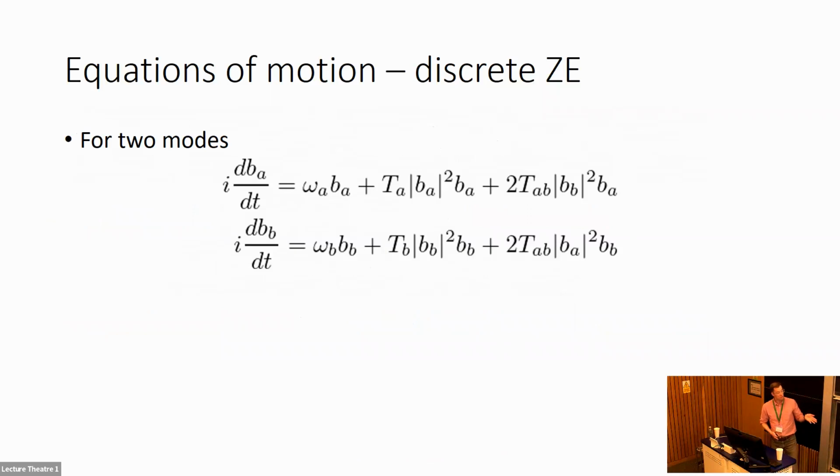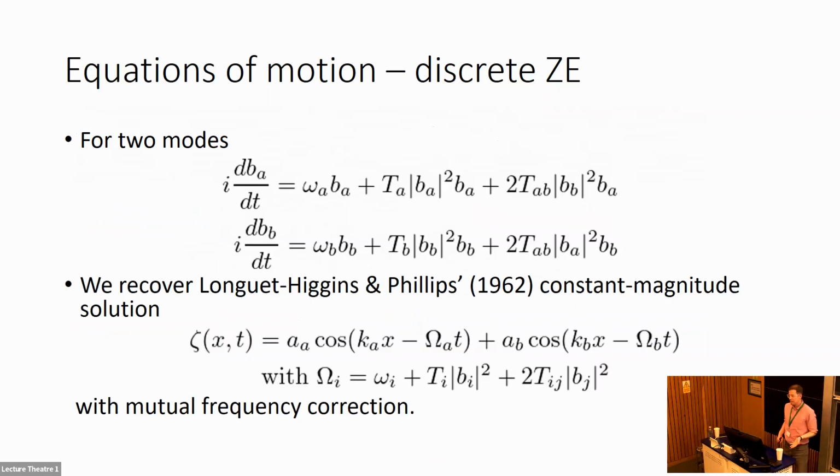And if you do two modes, you've got two ODEs, fine. You can solve them again, constant amplitude, and it's Longuet-Higgins and Phillips. They had to work hard using perturbation theory to get this bichromatic sea. But with the Zakharov formulation, the work is done. Just solve this system, and out pops the mutual frequency correction solution of Longuet-Higgins and Phillips.